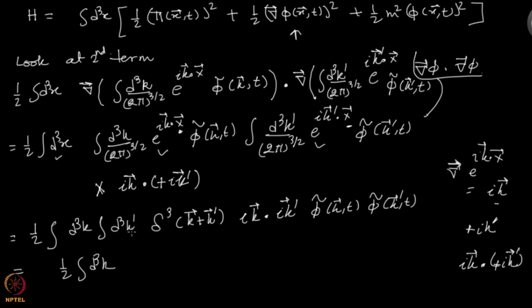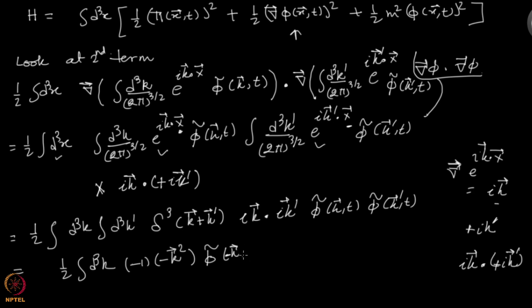Now let me do the integral over k prime. Because of this delta function, wherever k prime appears we set it to minus k. Delta cube of k plus k prime is nonzero when k prime is equal to minus k. So this k prime gets turned into minus k, and this k prime turns into minus k, and the integral over k prime will be gone. So I will have i squared is minus 1, so I have a minus 1. Then k dot k prime turns into minus k squared. So I have minus k squared. Okay, that's fine. And then I have phi tilde of k, t and phi tilde of minus k, t.